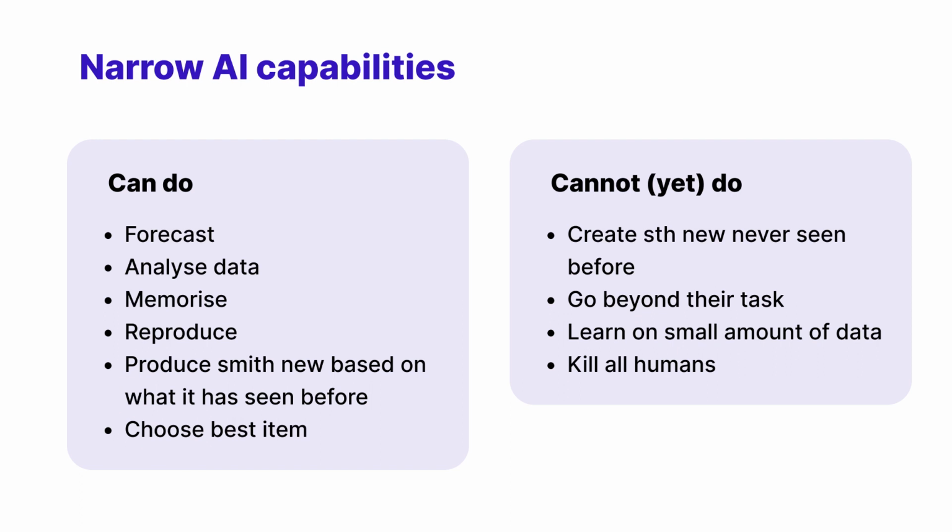Let's review what narrow AI can and cannot do. It certainly can forecast, analyze, and memorize data. It can choose the best item, recommend a new item. It can detect objects, detect pedestrians, traffic lights, differentiate cats from dogs. It can produce results similar to the data that it was trained on. If we trained our model, for example, on different music from the Beatles, it will be able to produce music similar to the Beatles' music. If we fed Mozart, it probably would be able to produce music similar to Mozart's music.